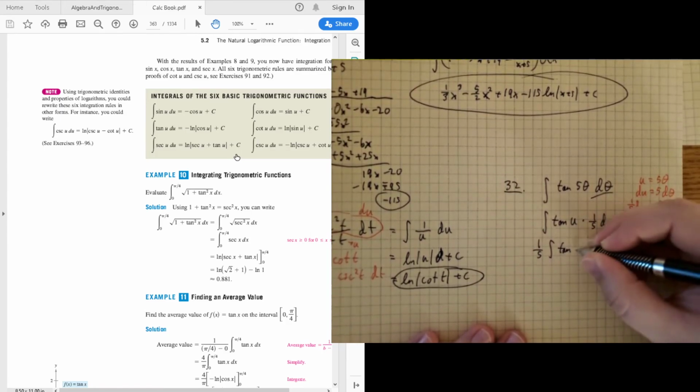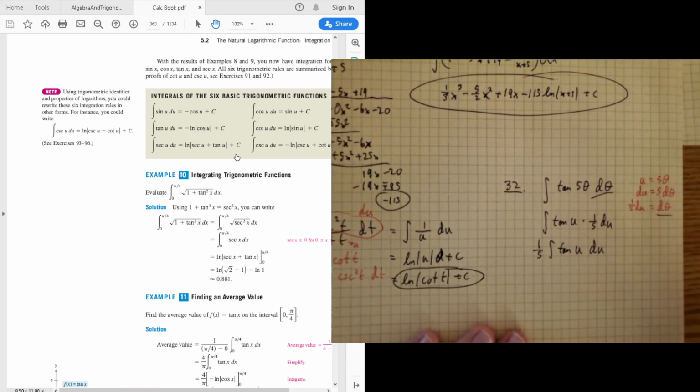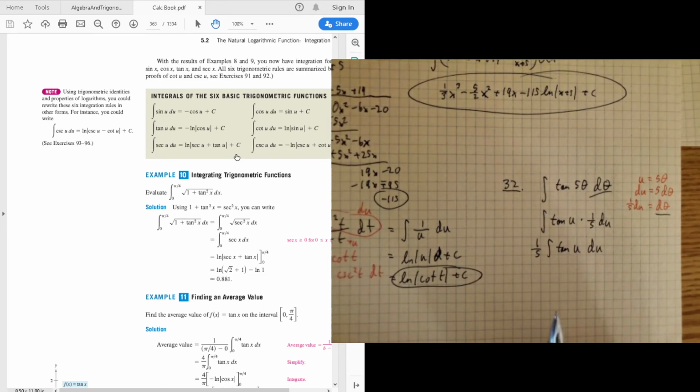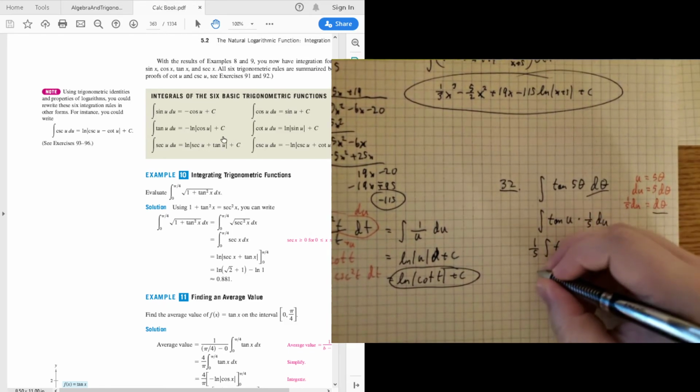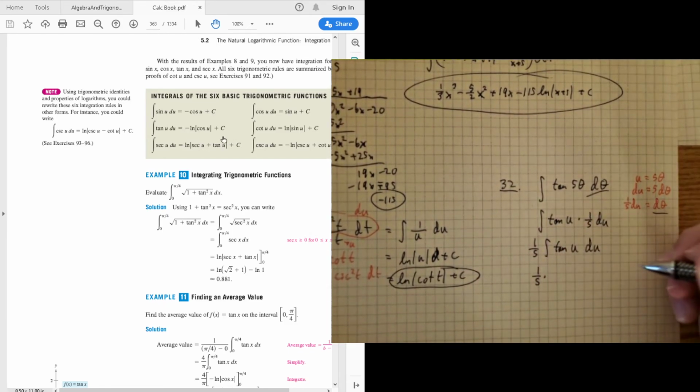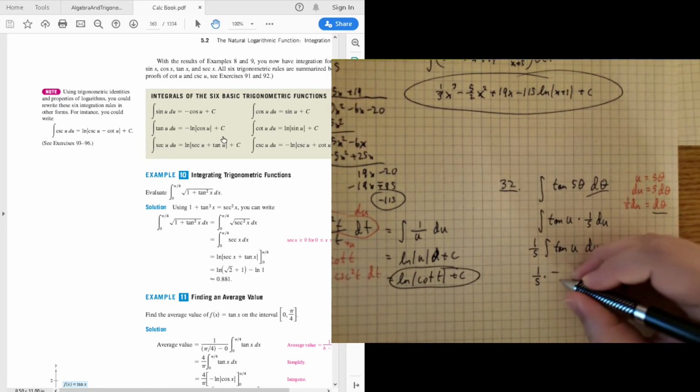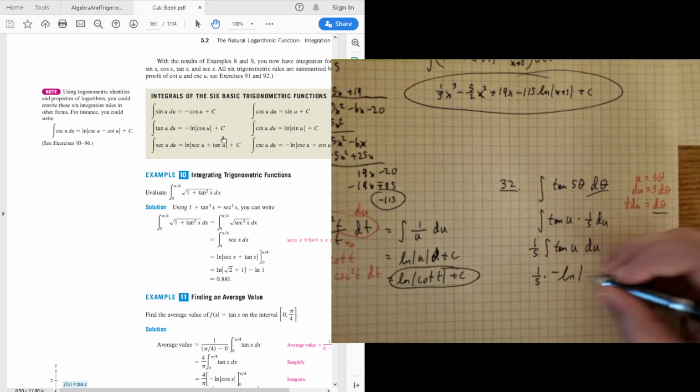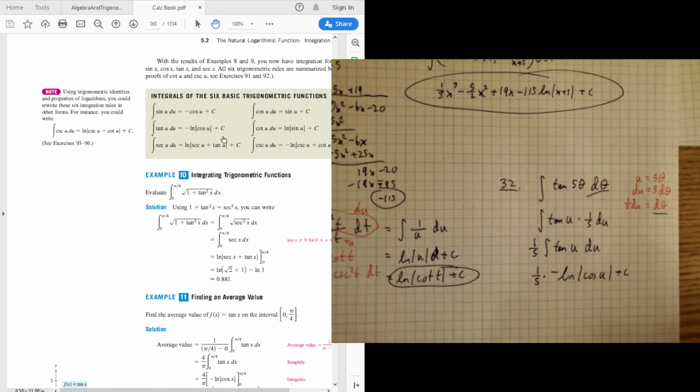And now you notice this matches my form. And so now I can use the cheat from the book. The integral of tangent of u is equal to 1/5 times negative log absolute value cosine of u plus c.